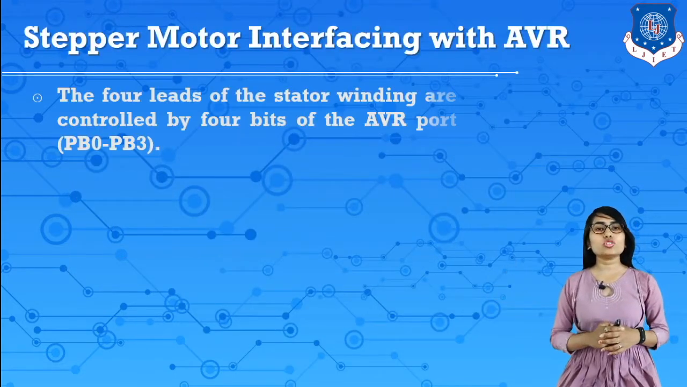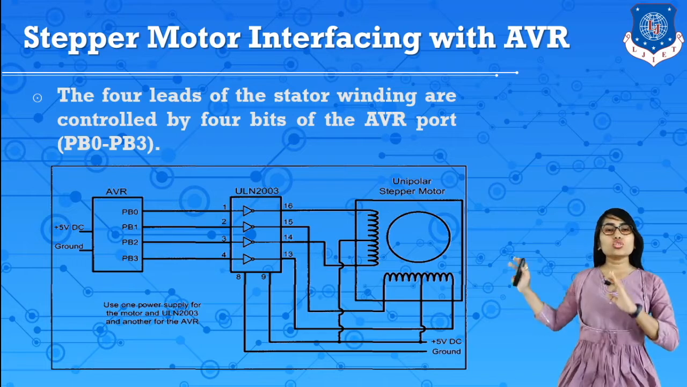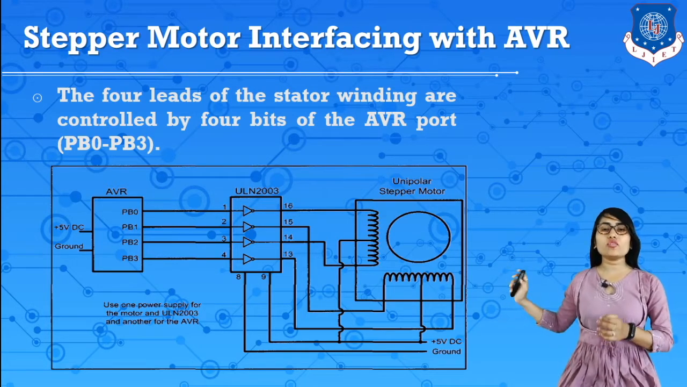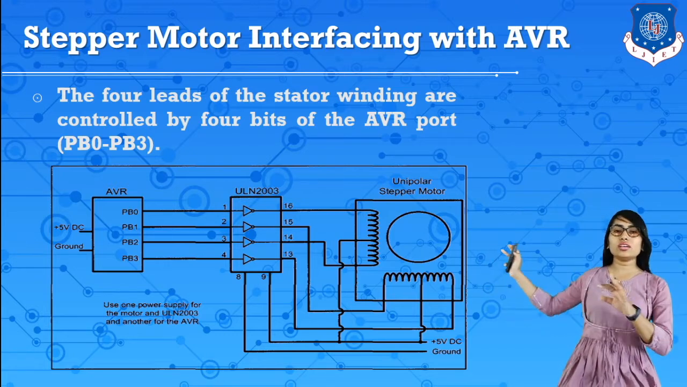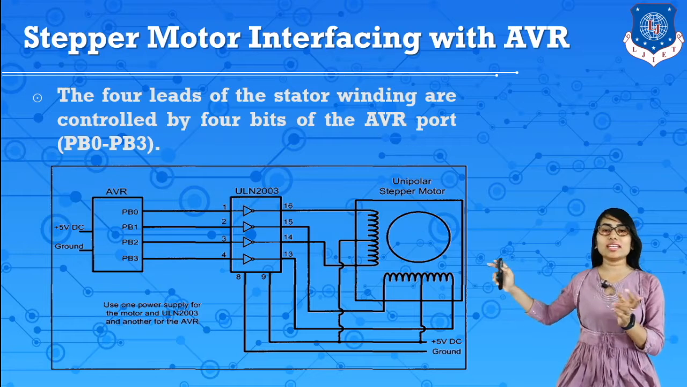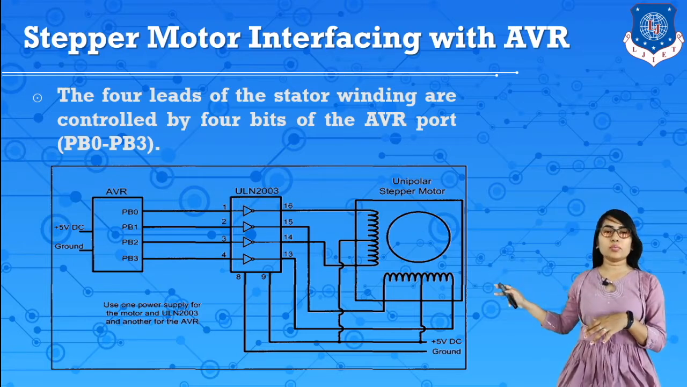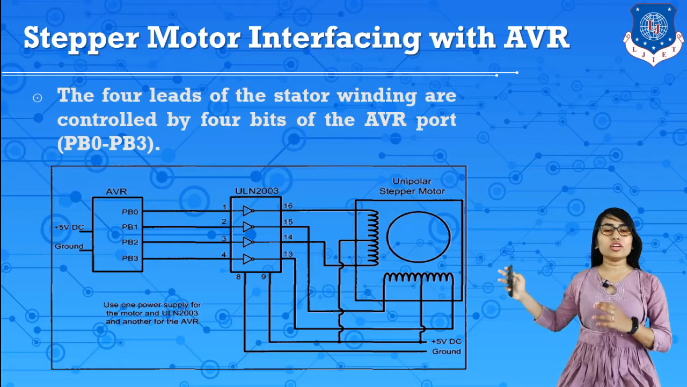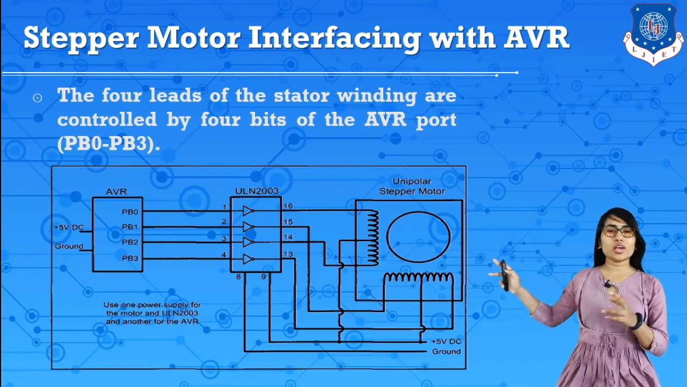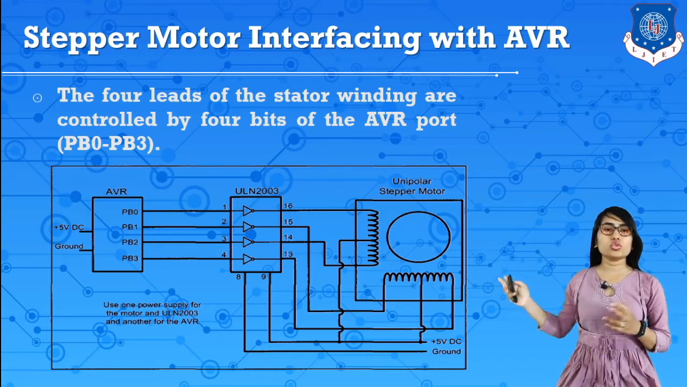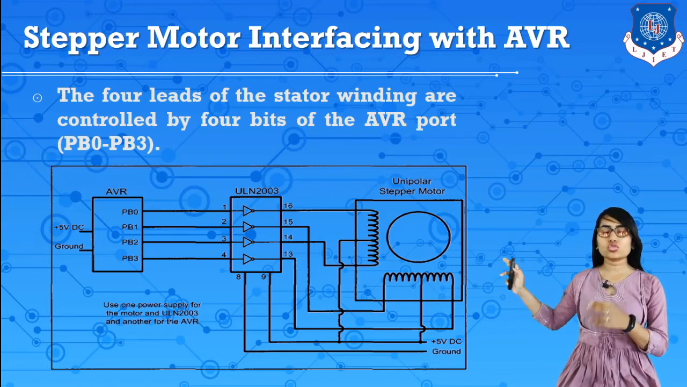Now let's discuss stepper motor interfacing with AVR. The 4 leads of the stator winding are controlled by 4 bits of the AVR port, that is PB0 to PB3. The stepper motor can be connected like this through these pins. One power supply is for the motor and ULN2003 and another is for the AVR. This can be used to connect the AVR PB0, PB1, PB2, PB3 to the stepper motor to control it.